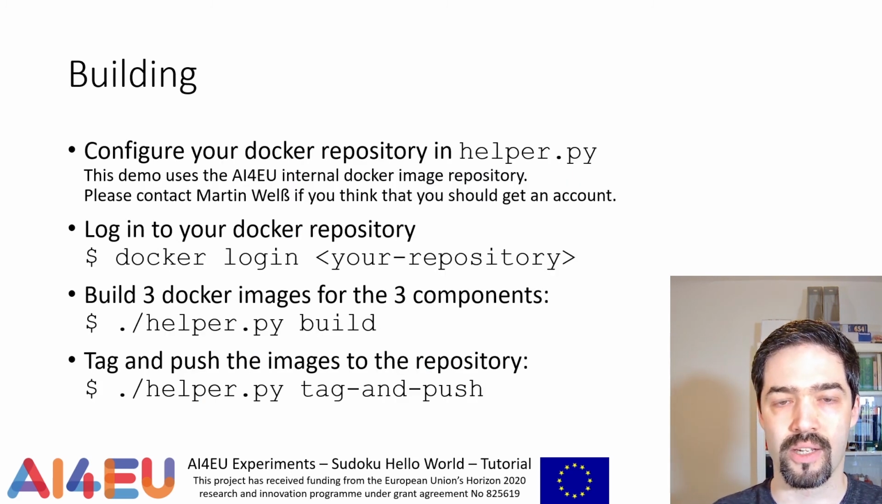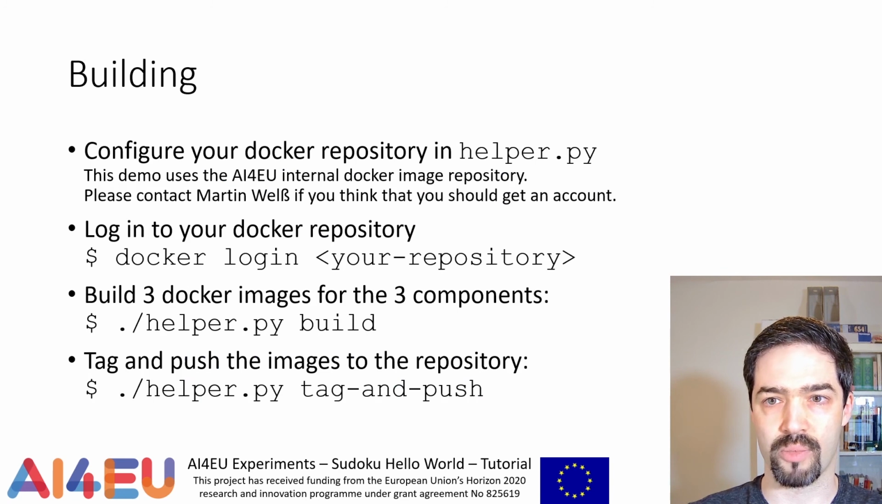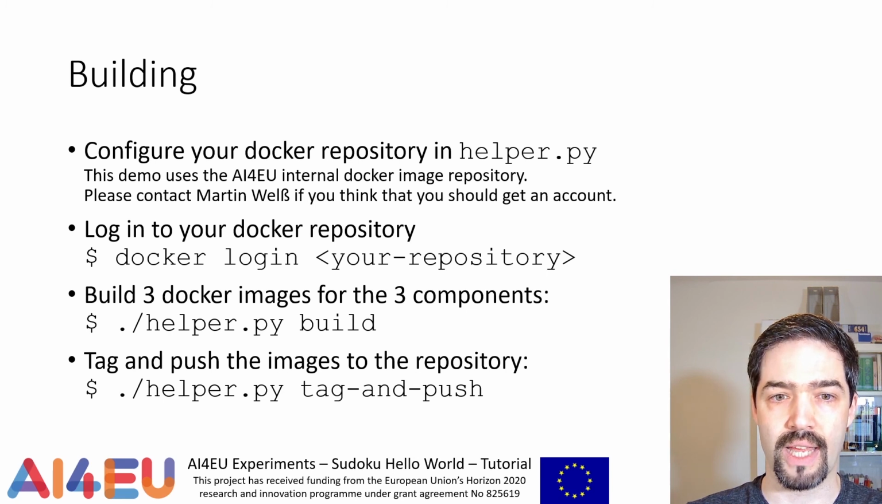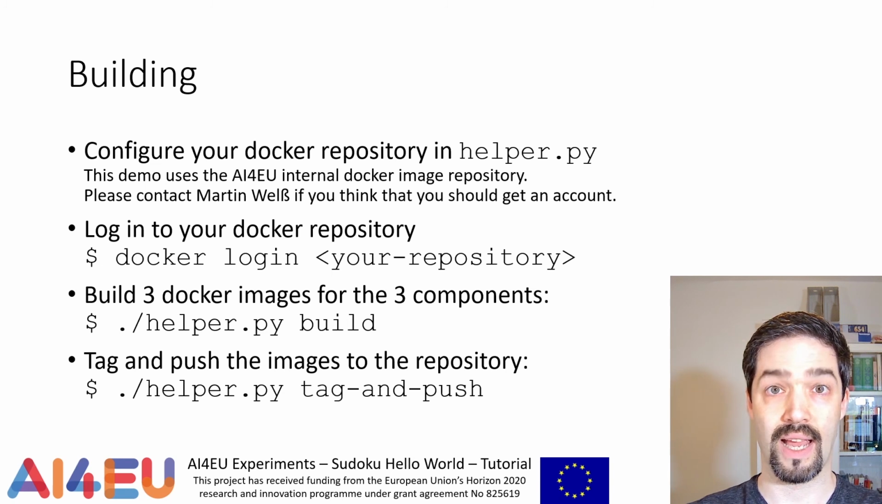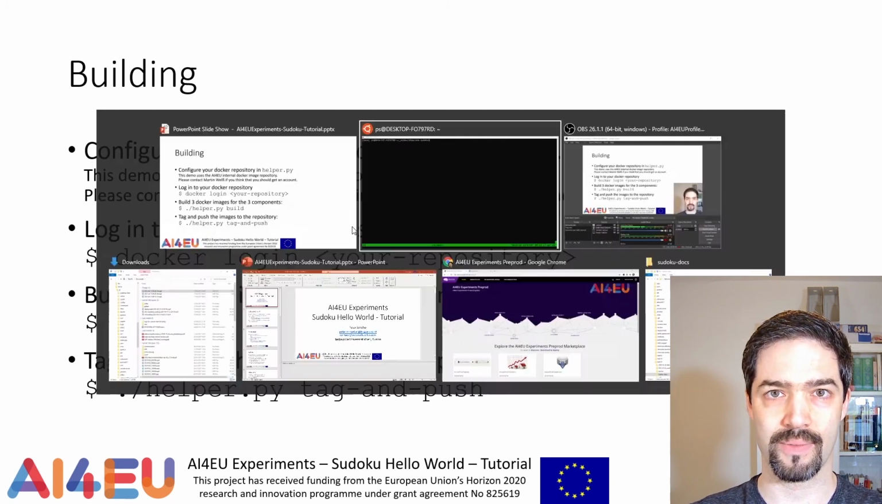First of all, we need to configure the Docker repository in the script helper.py. So here we use the internal repository of the AI4U experiments. It is possible to get an account for this if you are part of the project. So if you think that you should get an account, please contact Martin Wells. We need to configure the repository, log into the repository, and then we build 3 Docker images and push them to the repository. I will now show these steps in the shell.